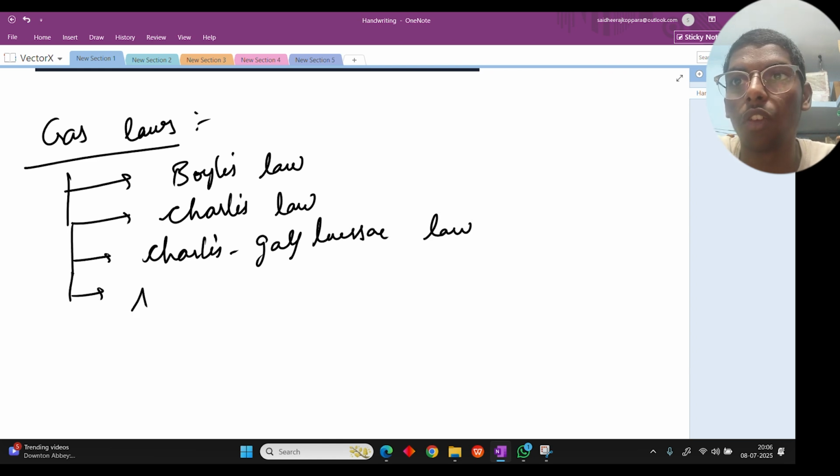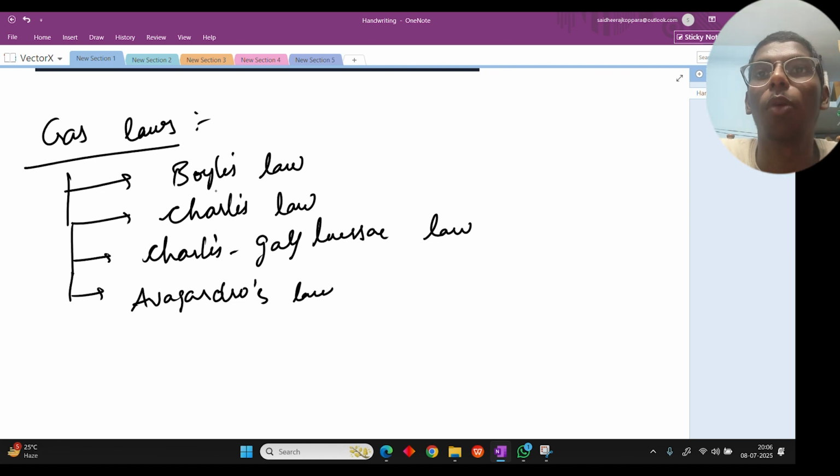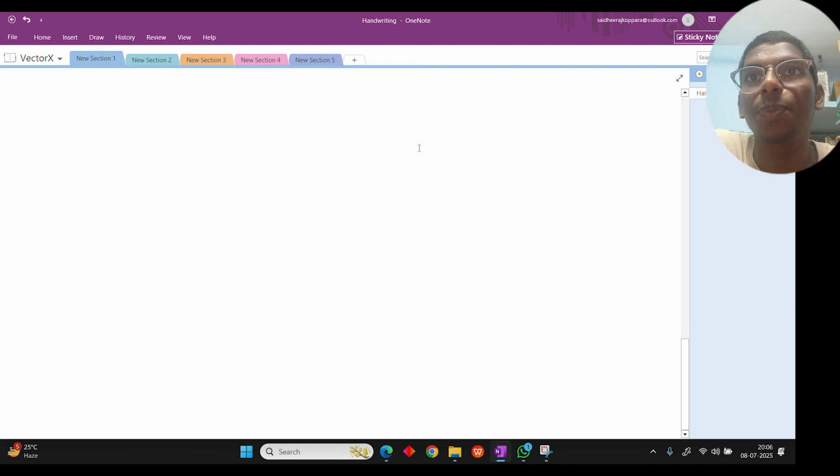And the fourth one is Avogadro's law. Here the names are like this: Boyle's law, Charles Gay-Lussac law, Avogadro's law. These are all scientists. Boyle is a scientist, Charles is a scientist, Gay-Lussac is a scientist, and Avogadro is a scientist. And so the first one, Boyle's law.